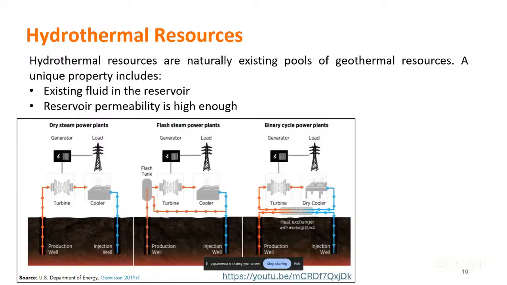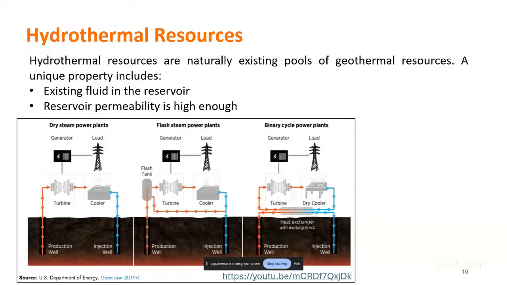You just run it through the turbine and then it cools down into a liquid and then you inject it back into the well. For a flash steam, it is a medium range temperature. There is a flash where you collect liquid and then it goes to the turbine. The gas goes to the turbine to drive the turbine, and then the liquid goes to the cooler and then back into the reservoir to get heated again. The turbine drives the generator for electricity generation.